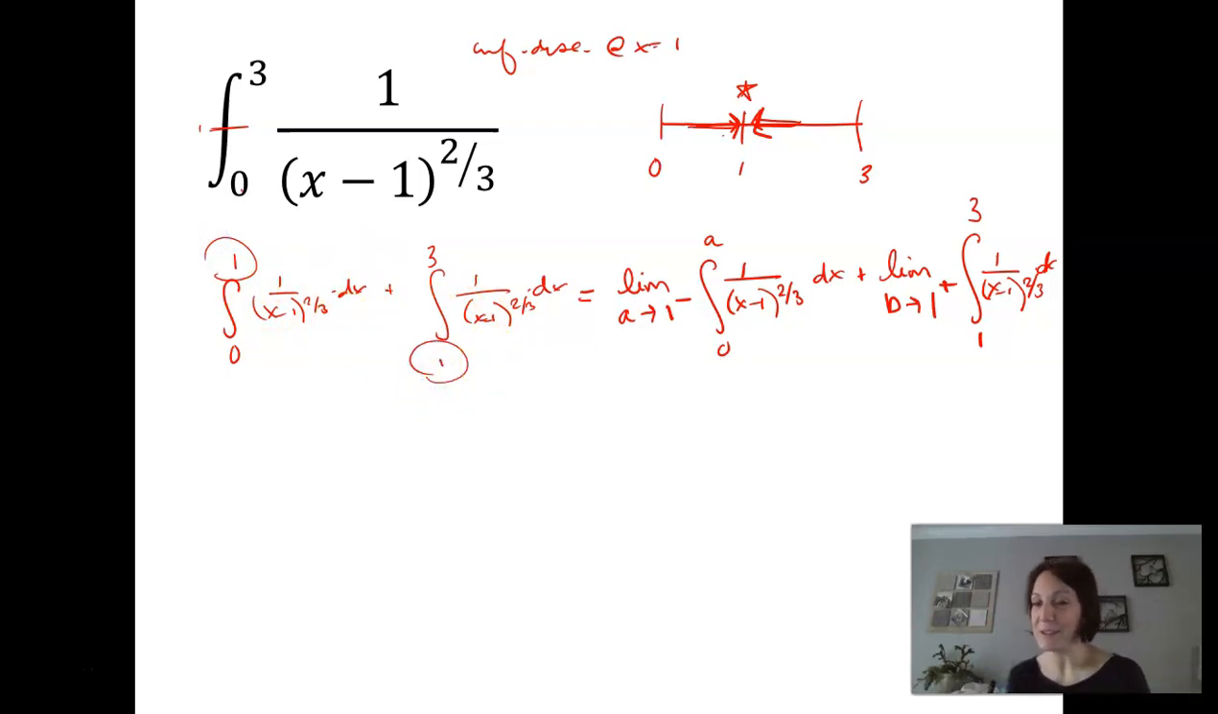Once I have the infinite discontinuity at an endpoint, then I can use limits to approach those endpoints. Okay, that's key. So let's go off to the side and do this integral. We really only have to do the integral once, right?